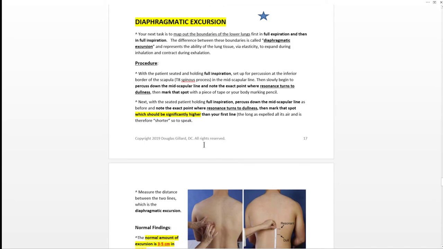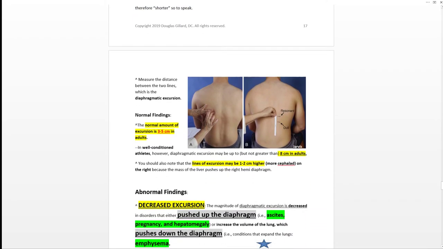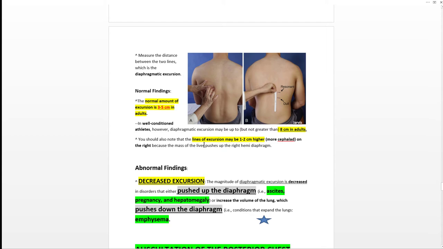So this one's a little tricky, I think. This is the one people screw up. So let's talk us through this one. What does excursion mean? When you take a deep breath in, what happens to your diaphragm? It drops way down and your lung expands. It stretches out. When you blow all the air out, what happens? Well, your diaphragm pushes your lung tissue up. So the difference between up and down is excursion.